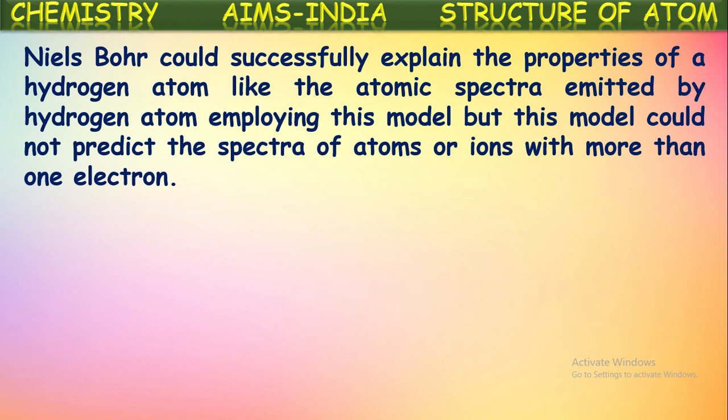So Niels Bohr could successfully explain the properties of the hydrogen atom, like the atomic spectra emitted by the hydrogen atom, employing this model. He explained the atomic spectra and models of atoms like hydrogen and hydrogen-like atoms, which contain only one electron. But this model could not predict the spectra of atoms or ions with more than one electron. This we can say is the major limitation or drawback of Bohr's atomic model.